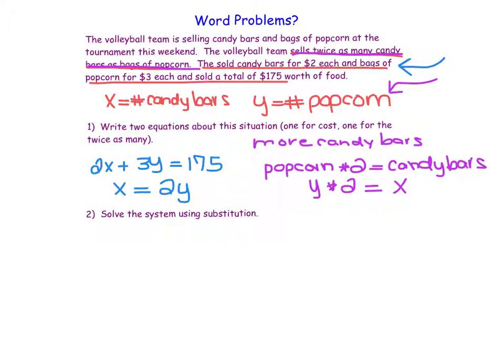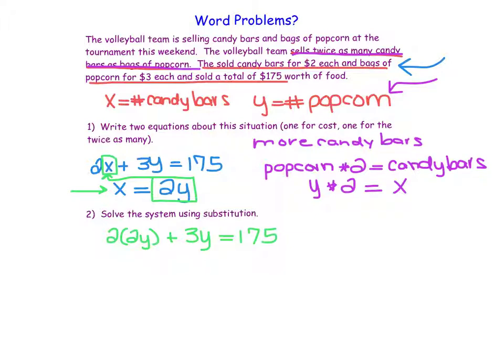Now, part 2 says to solve this using substitution. And the reason that substitution is a great strategy here is because we already have a variable alone in our second equation. So we're going to take what x is equal to, and substitute it into the other equation in place of x, because x and 2 times y have the same value per that equal sign between them. So if I rewrite the first equation, I have 2 times, replacing x with 2y, plus the 3y that I'm leaving alone is equal to 175.